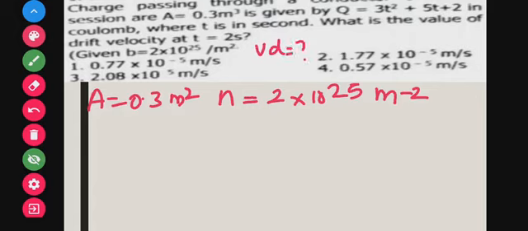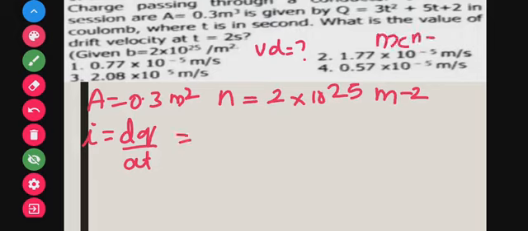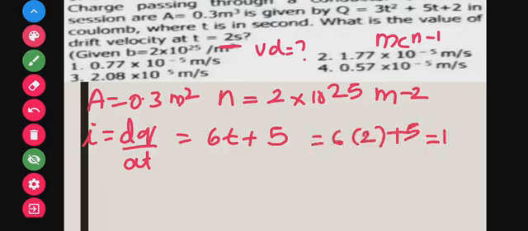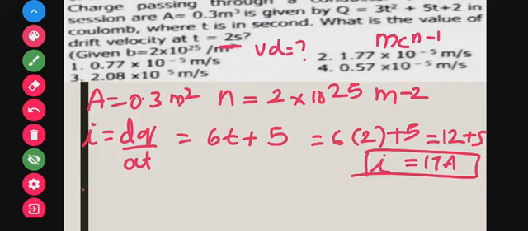So same formula, but we do not know the current. So from the differentiation of charge, current is nothing but dq by dt, that is the differentiation of charge by time. So differentiation of 3t square, using the differentiation formula n x to the n minus 1 as told, is 2 into 3, 6t, plus the differentiation of 5t, which is 5. Time is given as 2 second. So substituting 2, it is 6 into 2 plus 5. The current value will be 6 2s are 12 plus 5, so 17 ampere. So I is equal to 17 ampere, and we know that I is equal to NEAVD.